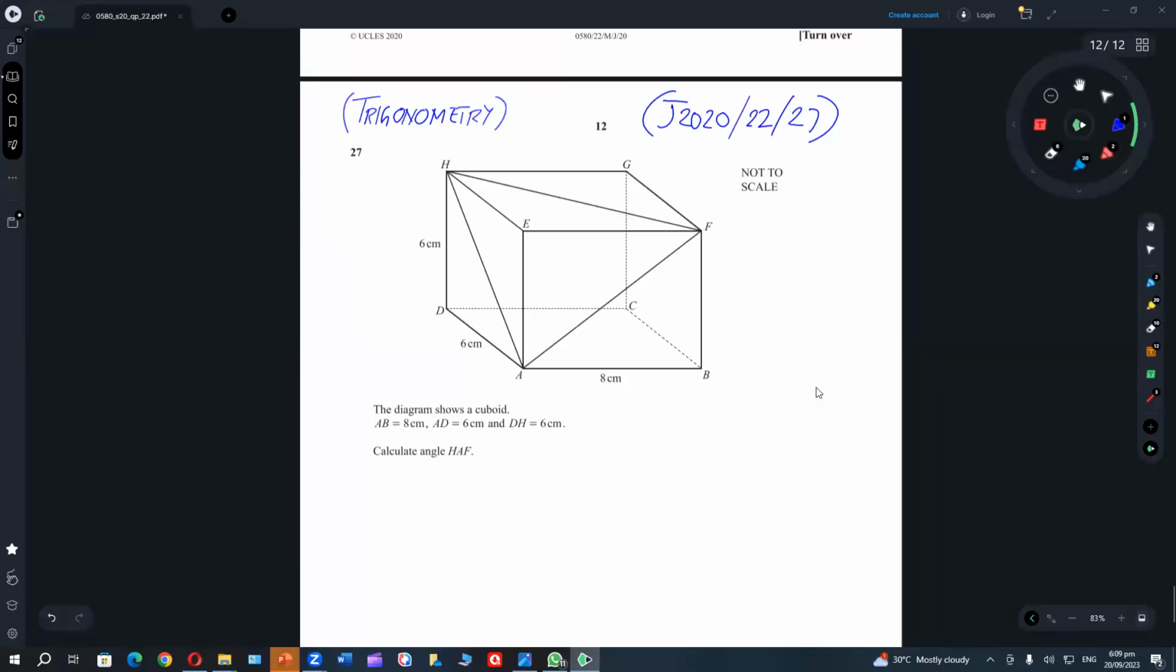So this is question number 27 in a paper, and the diagram shows a cuboid. Cuboid means it's a three-dimensional figure with a rectangular base. Calculate angle HAF. You need to find angle HAF.